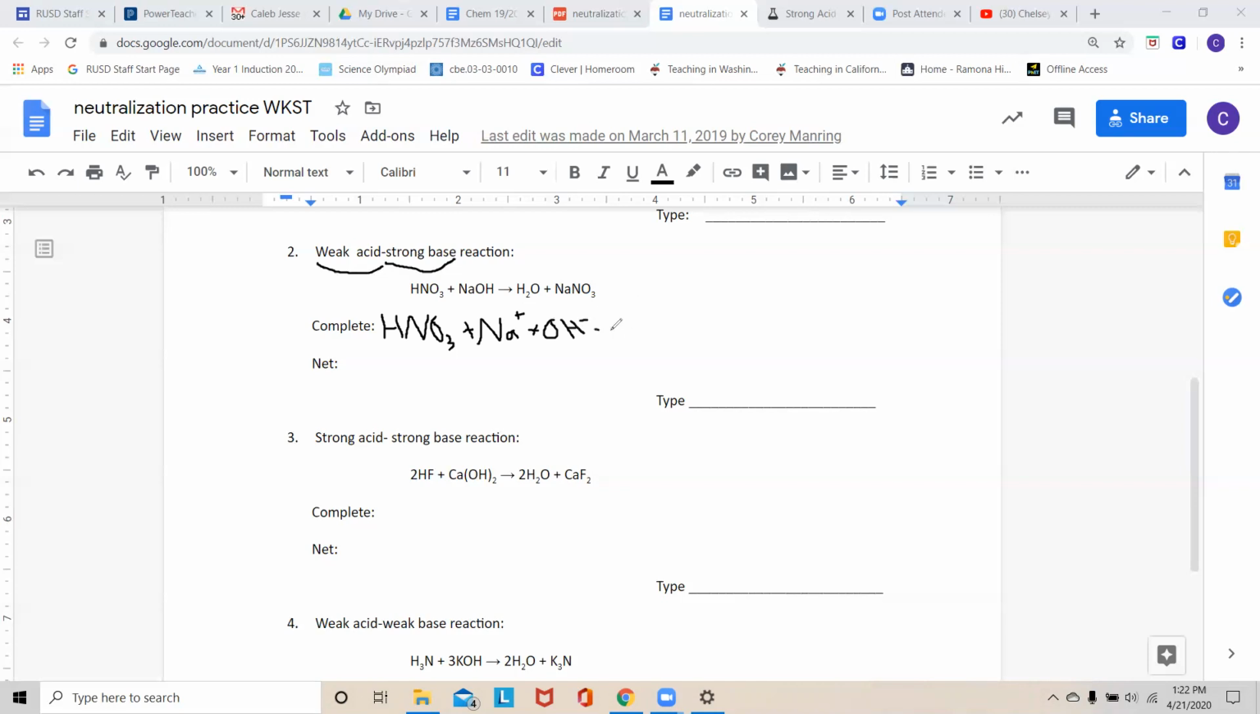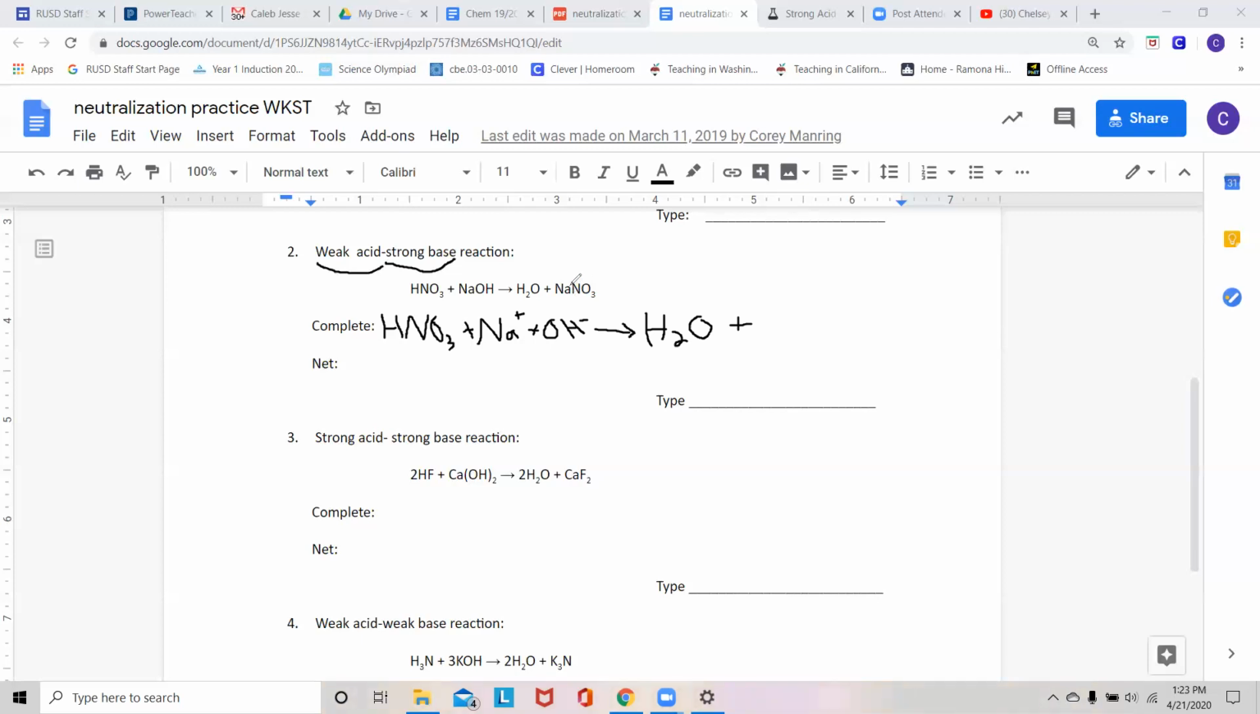And then we do the product side. So a couple of things to keep in mind with the product side. Water is never, ever going to split apart in solution because it's just water. So you leave that alone. You just write H2O. The second thing that you have to be aware of is that any salt will automatically split apart in water. And a salt, to remind everybody, is a non-metal or an anion bonded to a cation or metal.